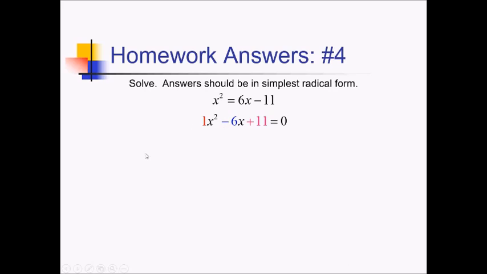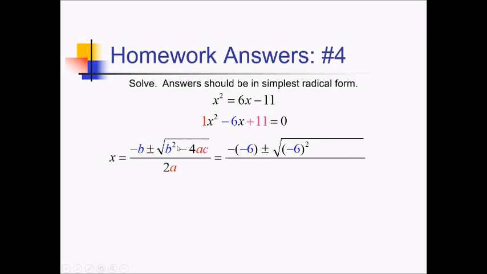That's negative b plus or minus square root of b squared minus 4ac all over 2a. And plugging stuff in, we've got a negative 6 for b, so that's negative 6. And then we have the square root of negative 6 squared minus 4 times the a value 1 times the c value 11 all over 2 times the a value 1. So simplifying, we've got positive 6 out front, plus or minus square root of, this is going to be 36 minus 44 all over 2.